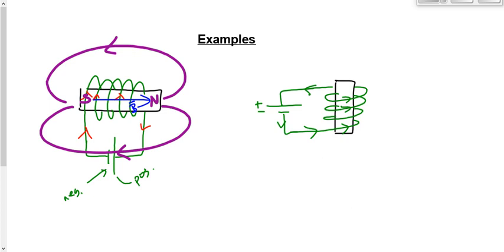I curl my fingers around a little bit. My thumb points which way? Down. So the magnetic field here inside the coil will be down, which means that this is going to be a north end and this is going to be a south, because inside a magnet, the magnetic field goes from south to north.